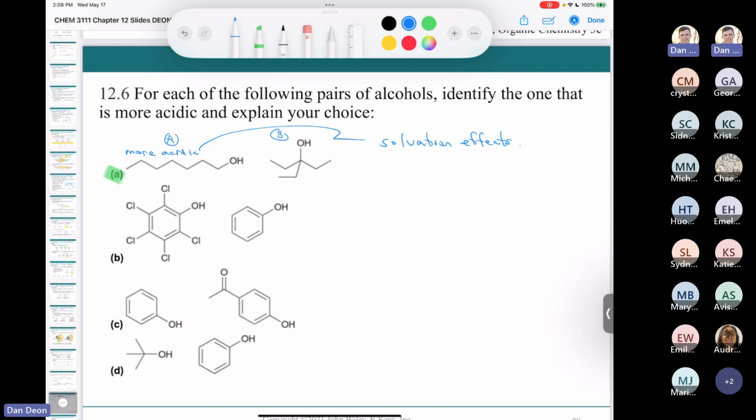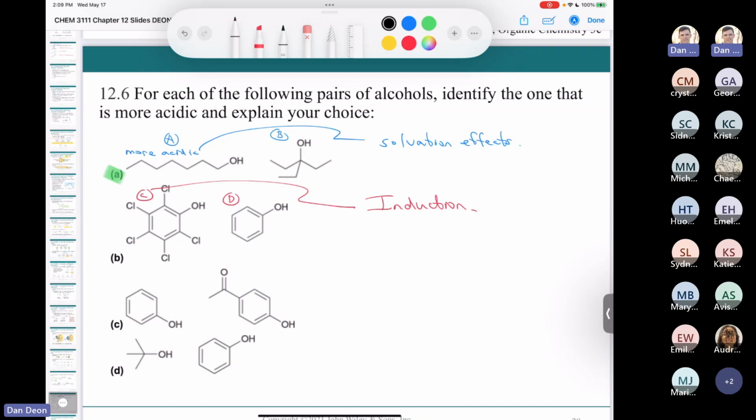Thanks, Huang. Thanks, Audrey. Perfect. If I look at the next pair, I'll call this one C and I'll call this one D. Which one would be more acidic? It would be C, right? And what would be the main reason? You could use a one-word answer. Induction, absolutely. Induction.